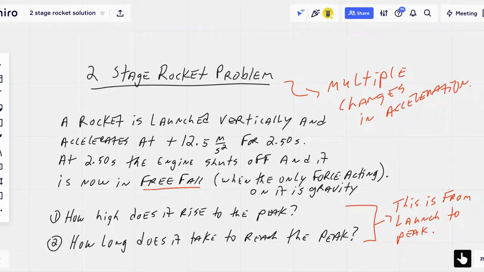Questions that you would need to answer in this particular kind of problem: how high does it rise to the peak? How long does it take to reach the peak? Now, this is going to be the total height from the launch pad to the peak, and then the total time from when it left the launch pad to when it got to the peak.